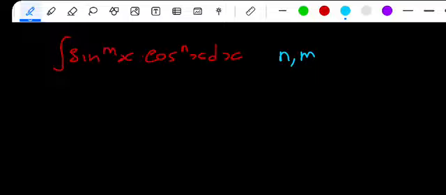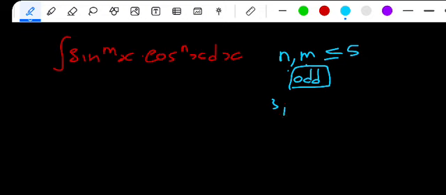These exponents should be less than or equal to 5, and m and n will be odd. Odd numbers are numbers like 3. But even 4 can be given, although 4 is an even number.